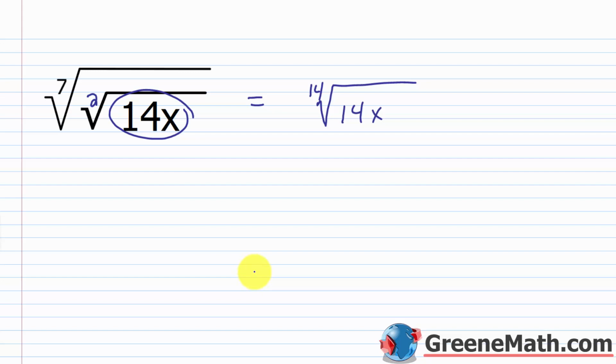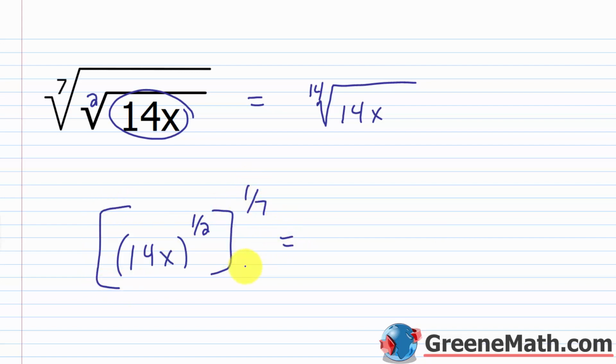Again, if you're struggling, you can write this as 14x. This whole thing is going to be raised to the 1/2 power, and then that's going to be raised to the 1/7 power. So this would be equal to 14x staying the same, raised to the power of 1/2 times 1/7, which is 1/14. This whole thing would be in parentheses.